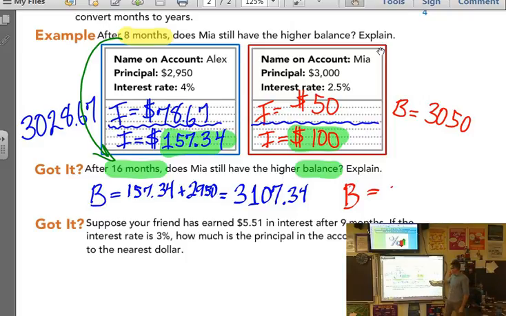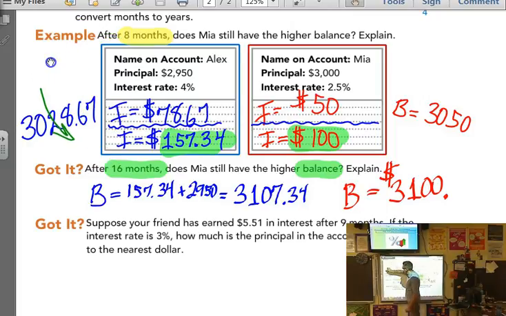She earned 100. So wait. How's Alex have more money now? He started with less. Alex started with less money, now he's got more. He has a better percent rate, so it eventually catches up. Please make a note that Alex's rate is better.